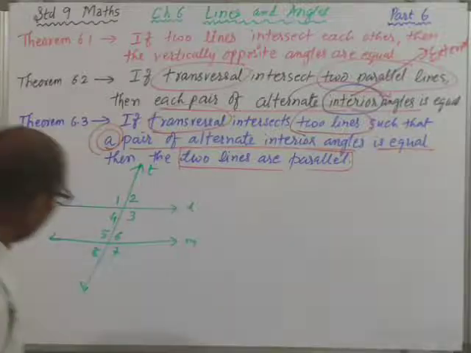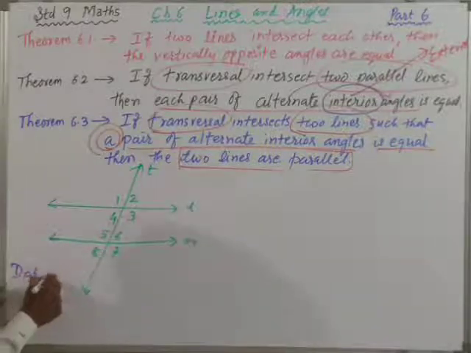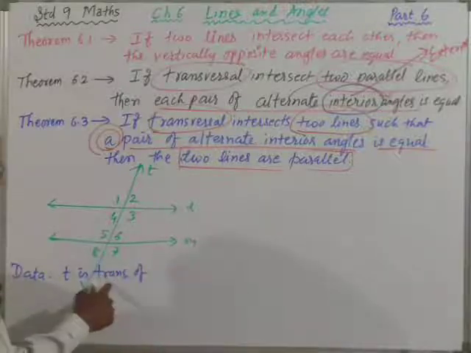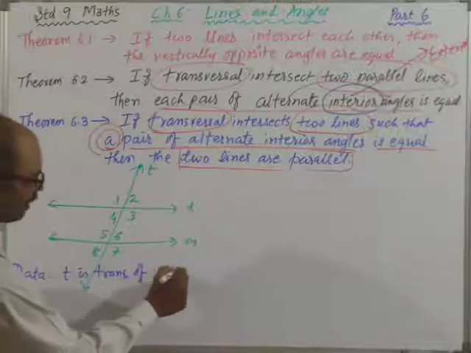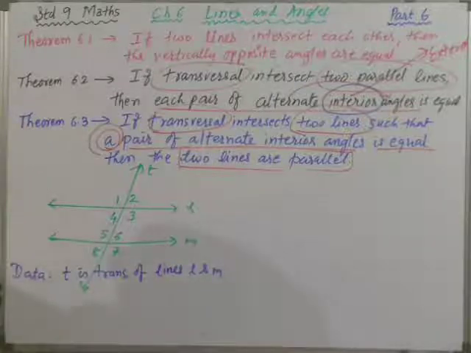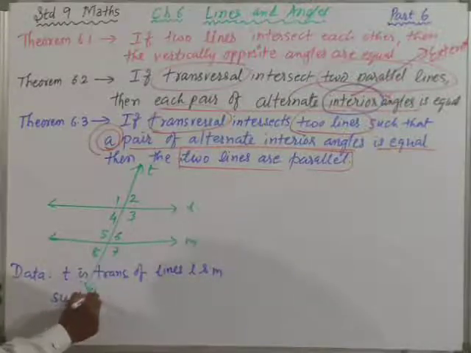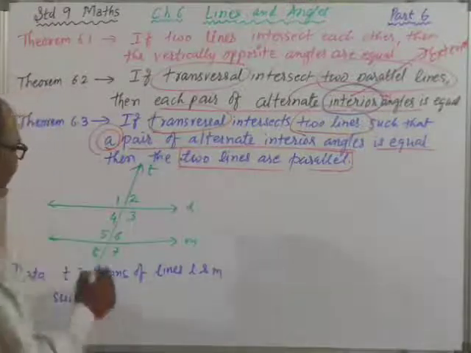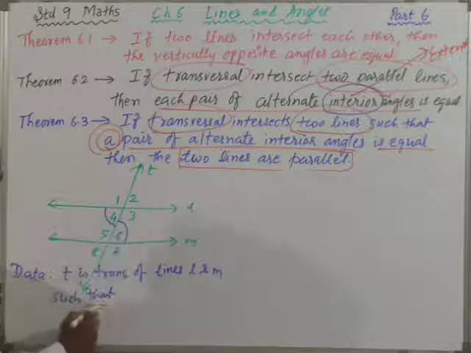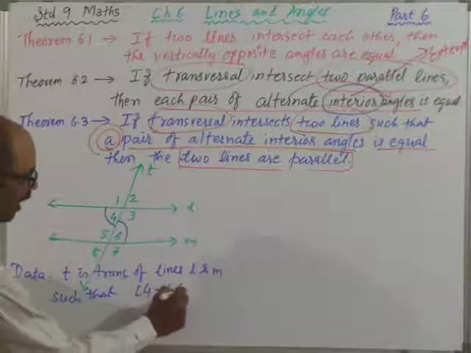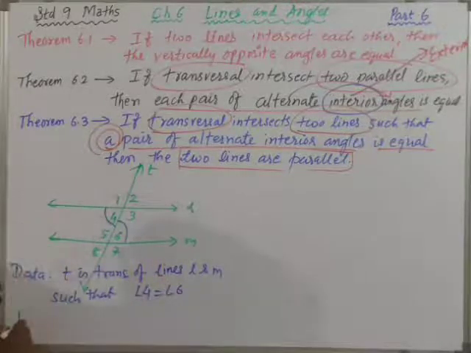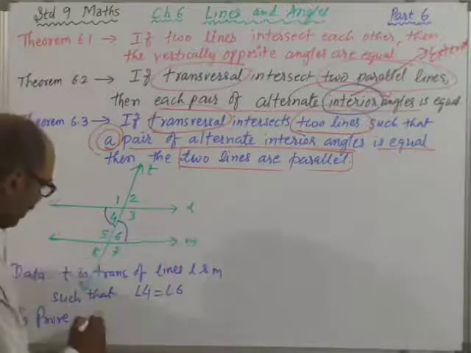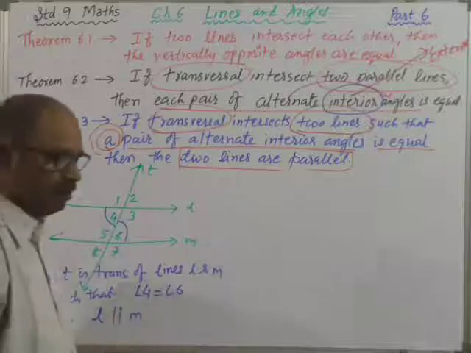Now I'll write the data. What is the data? T is a transversal of, I'm writing in short, lines L and M, such that a pair of alternate interior angles, take any one pair, 4 and 6, such that angle 4 is equal to angle 6, one pair. To prove: what do we have to prove? That line L is parallel to M.